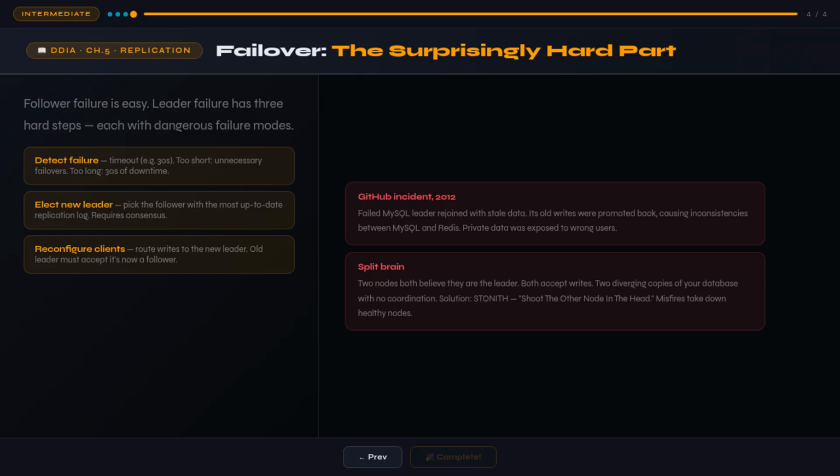In 2012, this exact scenario caused a major incident at GitHub. When a failed MySQL leader rejoined, its stale data was promoted back, causing inconsistencies between MySQL and Redis that exposed private data to the wrong users.